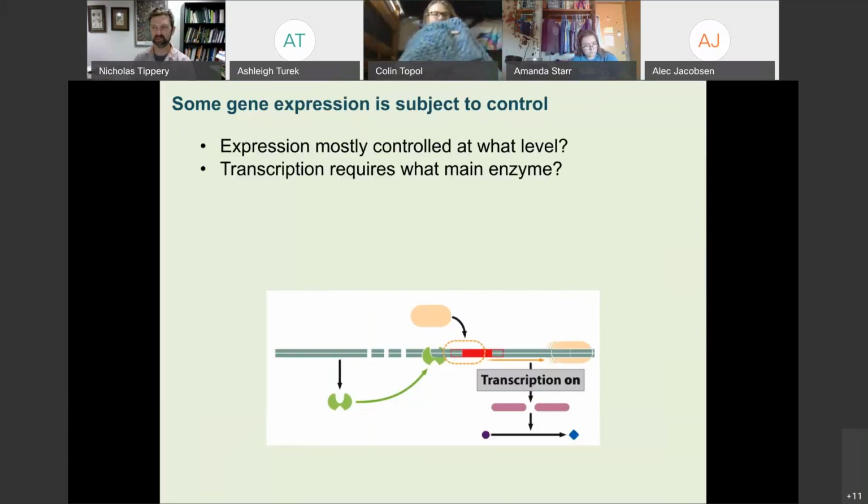And this is a diagram. We're going to see a lot of variations on this diagram, so get familiar with it. What it shows is the red region here would be a promoter. And this green molecule here is responsible for enabling transcription to happen. So this green molecule gets in there and allows this enzyme to do transcription. I flashed it up on there, but I also have a question about it. What is the enzyme responsible for transcription, the big one?